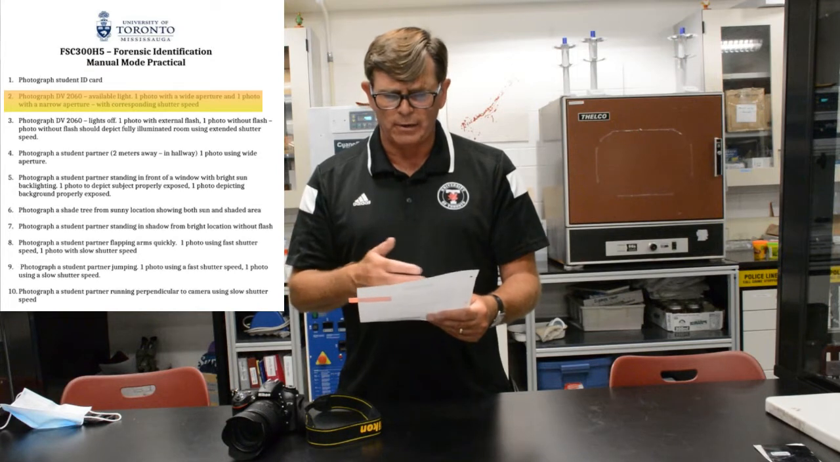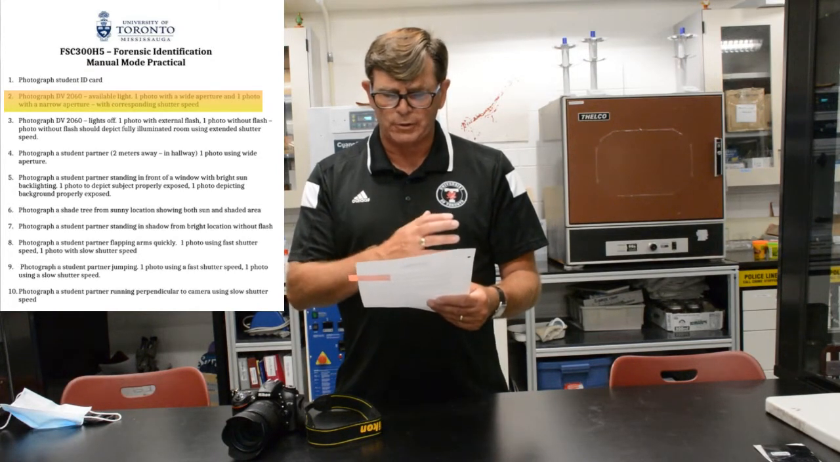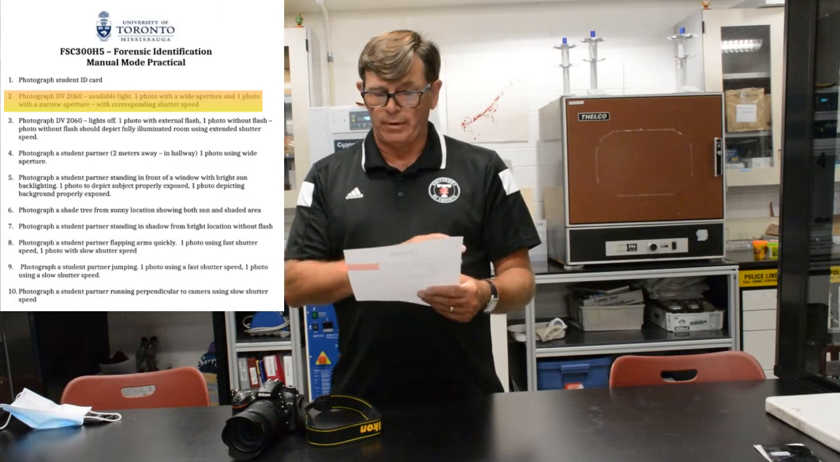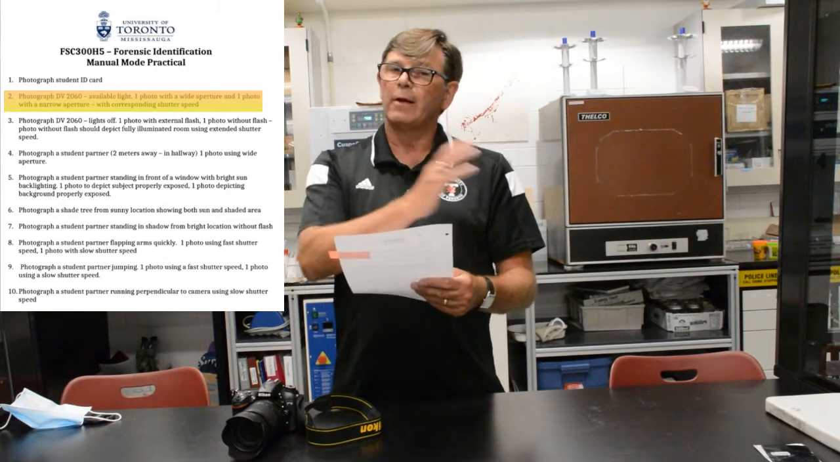Second photo is the available light using a large aperture and one with a smaller aperture, and using that as a reference and figuring out the reciprocal for your shutter speed.